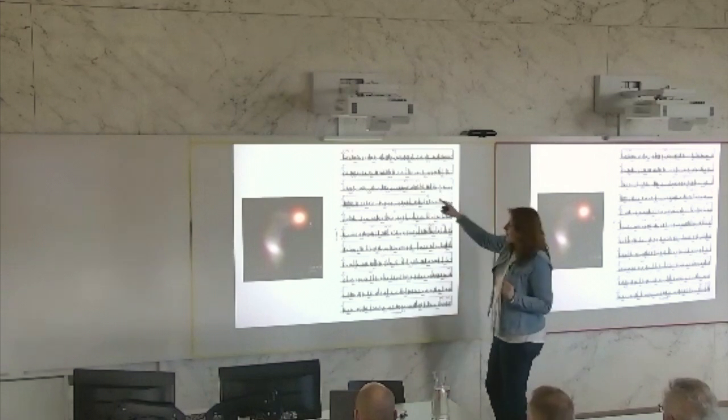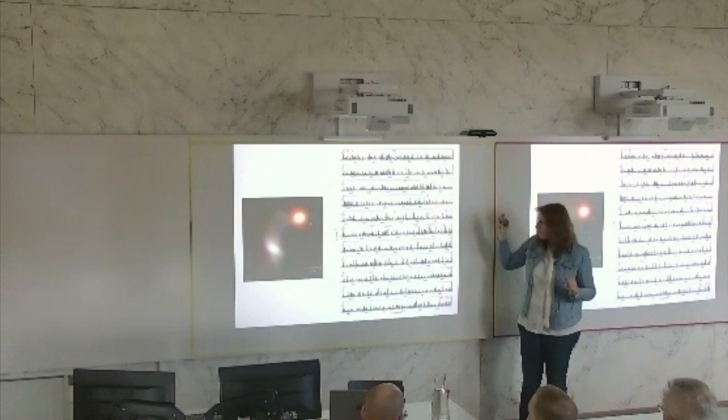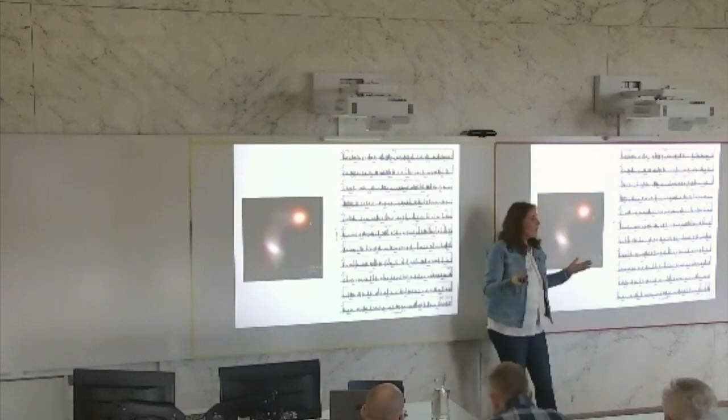Take one spectrum of this system, and this is how it looks. It's a forest of lines. We're talking hundreds, if not thousands of lines. Many of them are not even identified. We don't even know what they are yet.